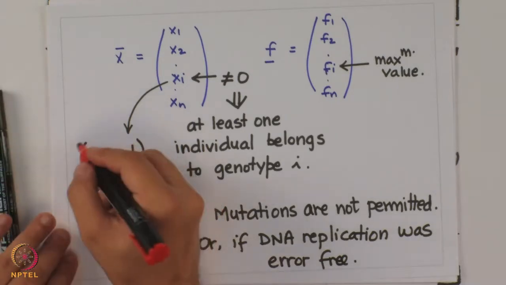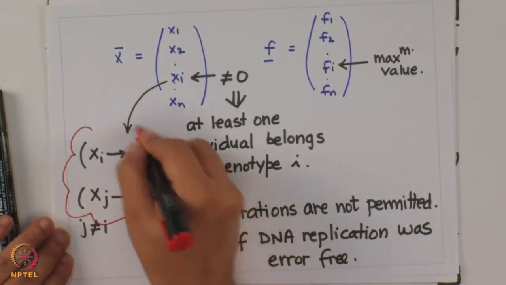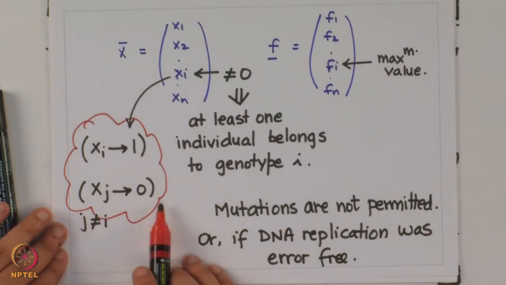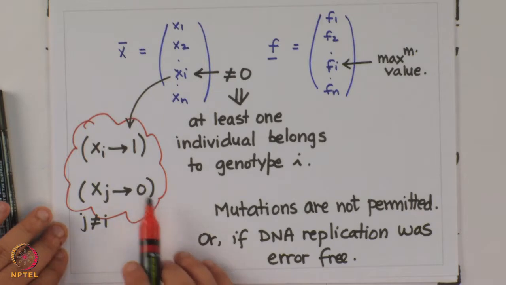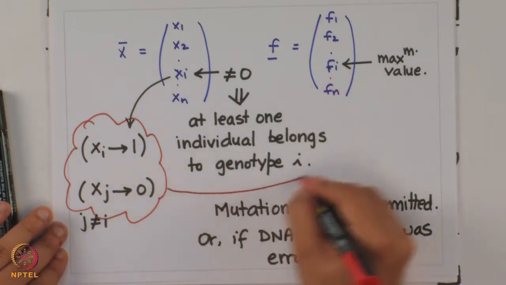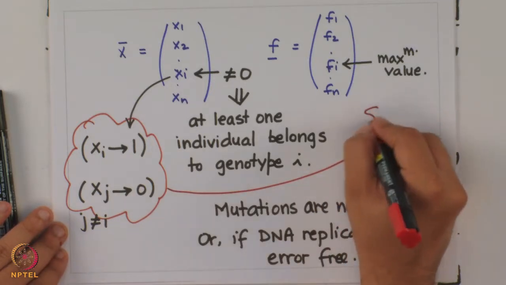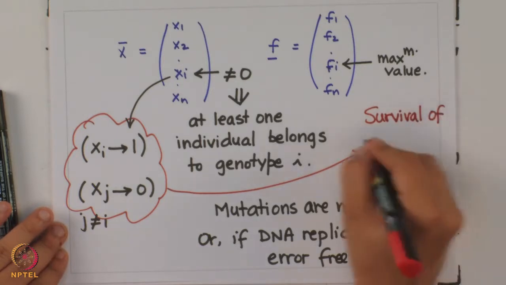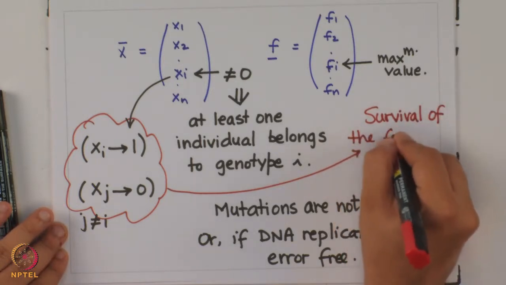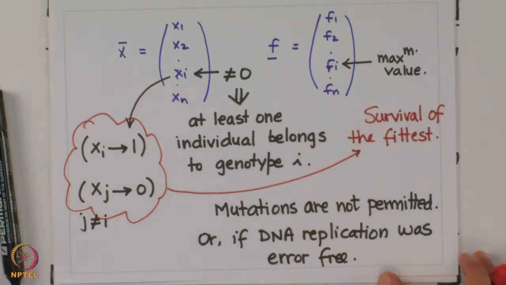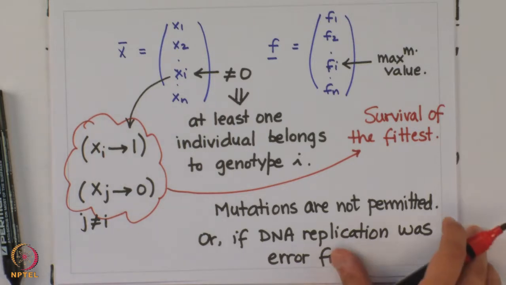And what this means is you have one genotype going to frequency 1, all other genotypes going to frequency 0, and that one genotype that goes to frequency 1 is the one that corresponds to the maximum fitness. This is an example of sort of survival of the fittest in this environment. Okay. But let us now generalize this. So, this was a special case in which there are no mutations permitted.